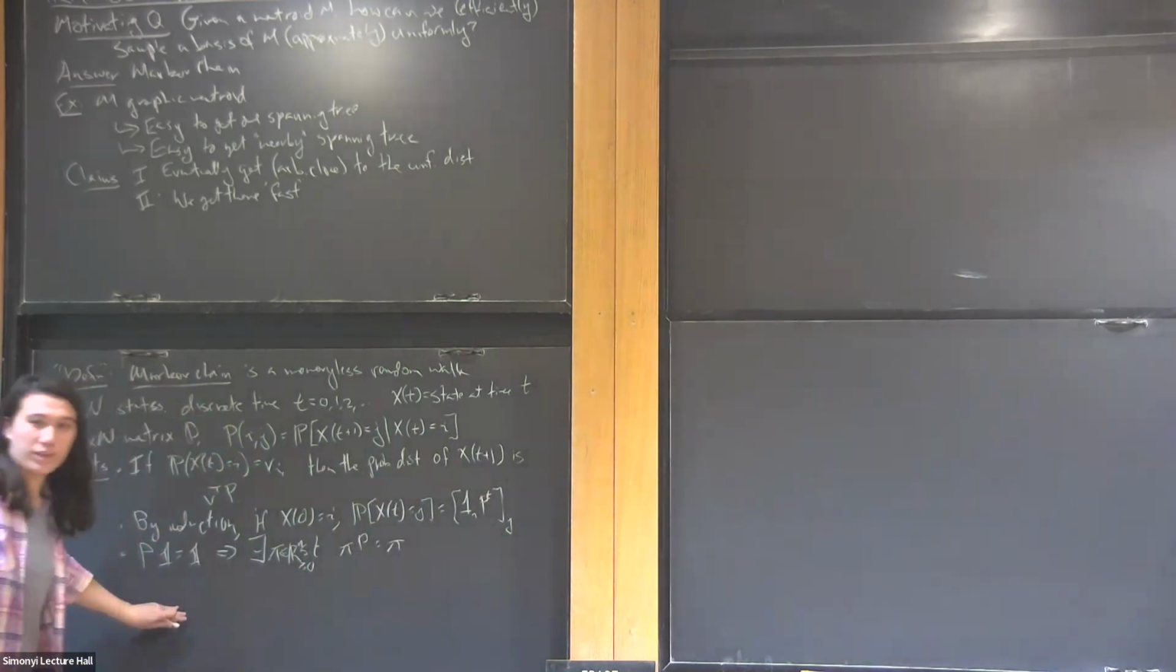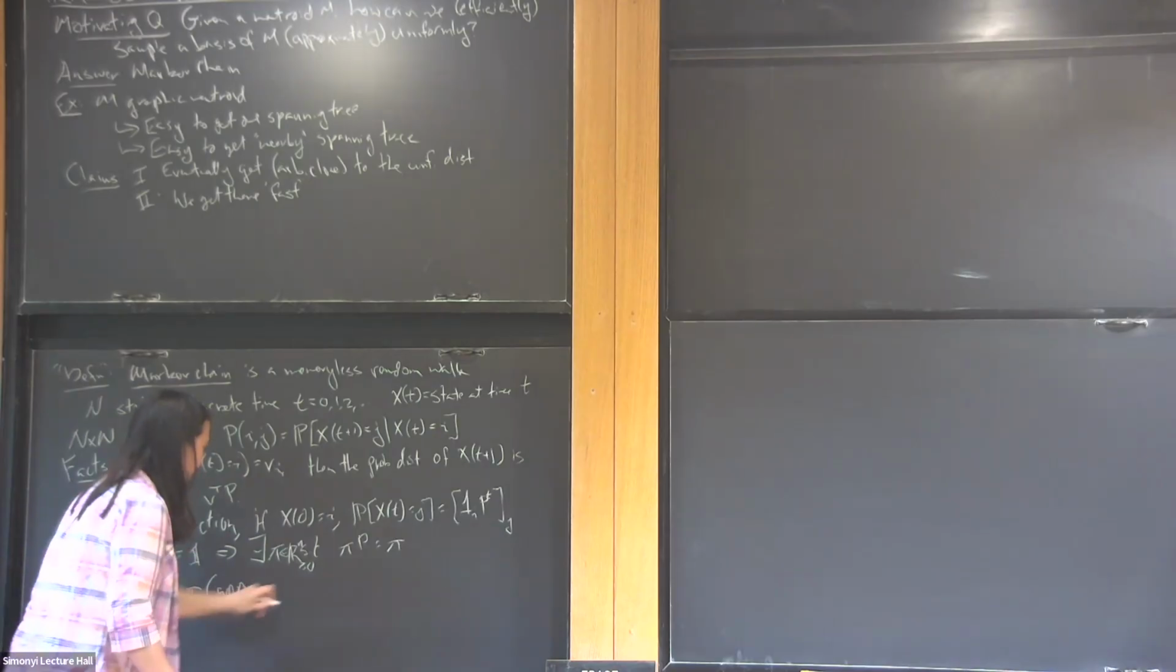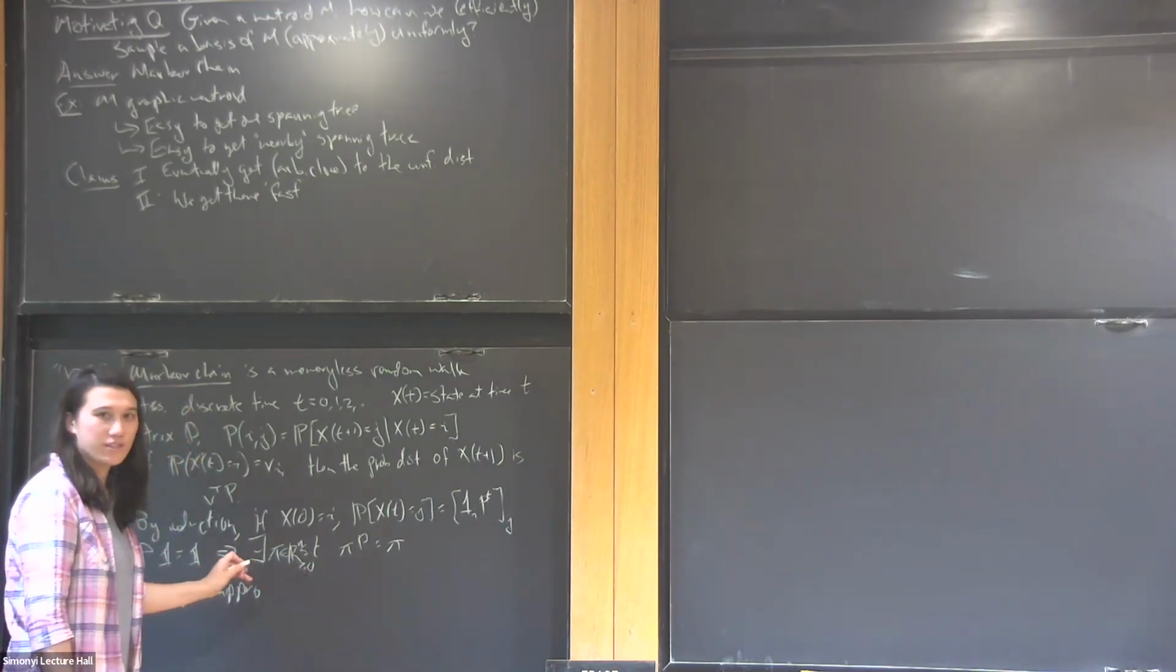Can you see if I write at the bottom of the board here? Okay. So pi. All right, so it has non-negative entries. So we're just going to normalize it so it sums to 1.